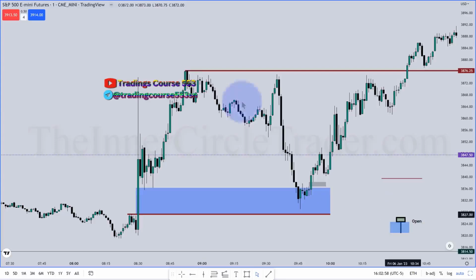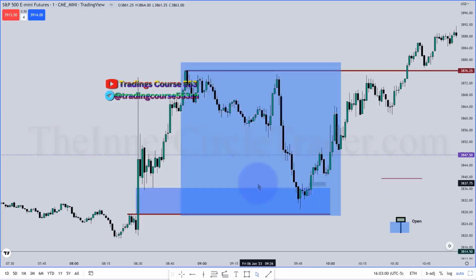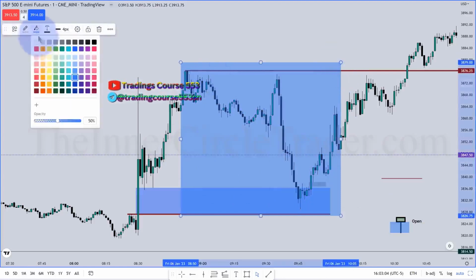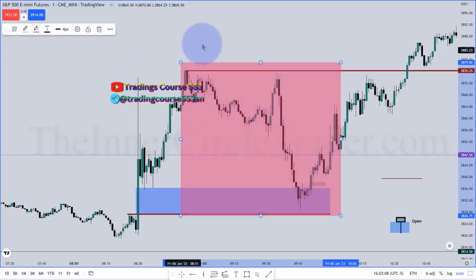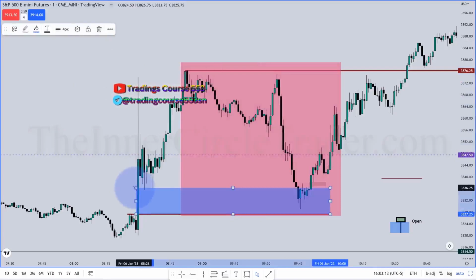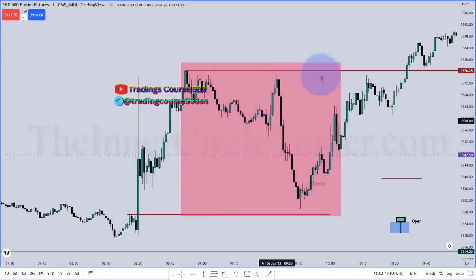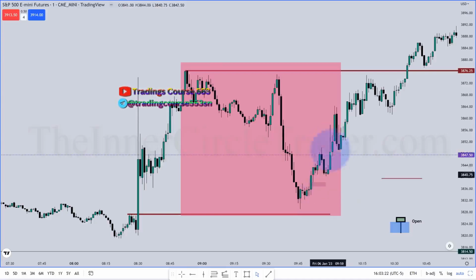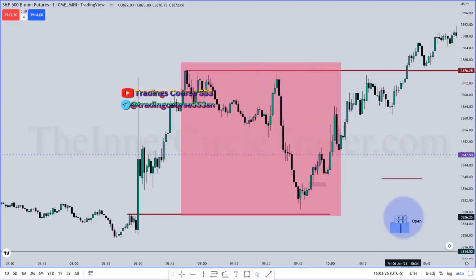So back to this example. Let me go back here. If I'm just looking at this shaded area here, inside that, and that's not a nice color, I'm looking at this shaded area in here. And I believe it's likely to go from here, if it takes out this high, from here up to here. So I'm envisioning the daily candle looking like this right now.